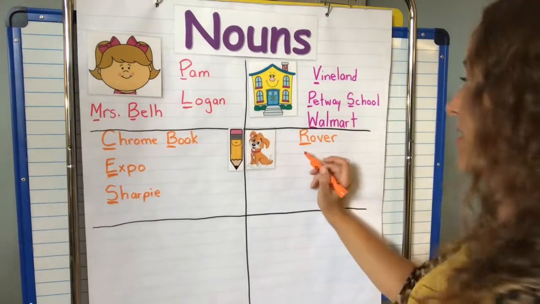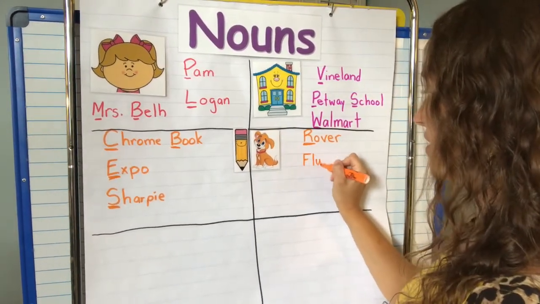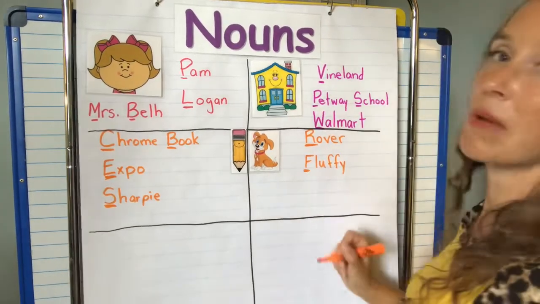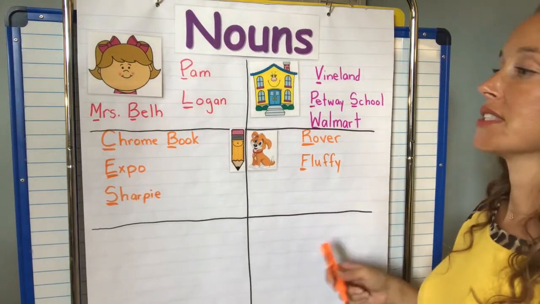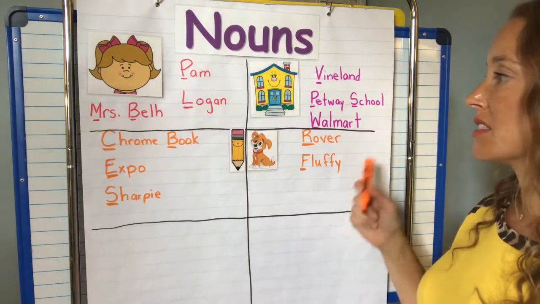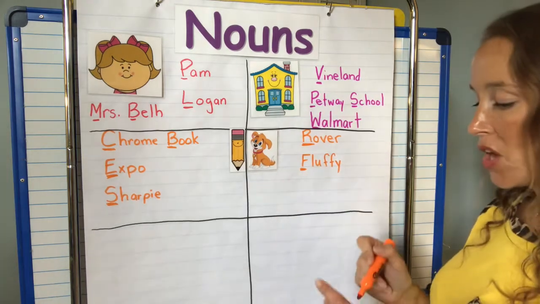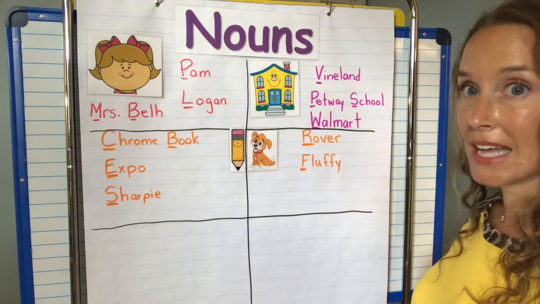We could have a cat and maybe its name is Fluffy. Okay, it's the name of a pet, so it would get a capital. So again, proper nouns are nouns that name. Okay, it's taking a common noun and giving it a name, so it gets a capital letter. There's a few more proper nouns that we're going to talk about that weren't on our chart last time.